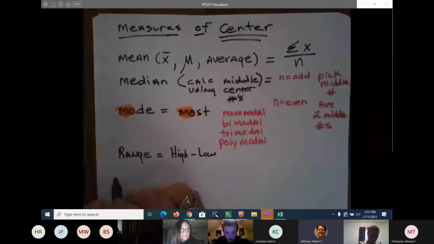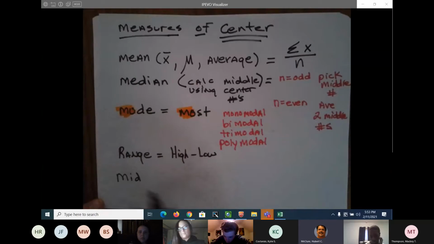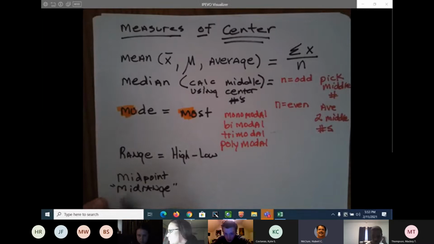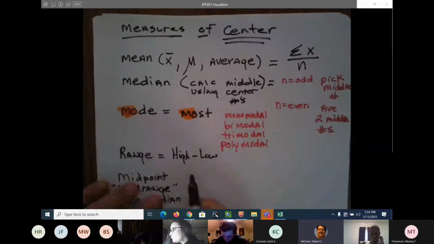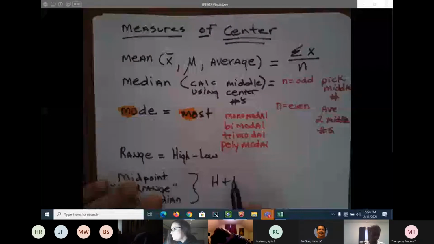And the mid-range, just like the midpoint that you learned about in algebra, and just like averaging the two middle numbers, you're going to use the same formula. The midpoint, the mid-range, that's what we're finding in the mid-range, and the even median. They all use the same formula. The highest plus the lowest divided by what? 2.